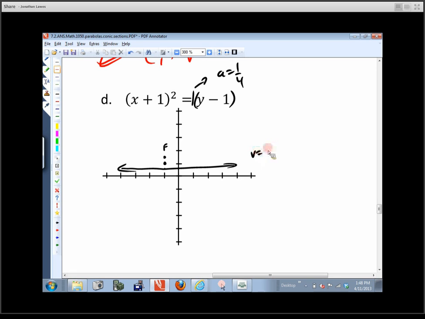So if the vertex is -1, 1, and I went down 1/4 of a unit, what's the equation for the directrix? y = 3/4. With me there? If the vertex is at -1, 1, and I went up, how far? 1/4 of a unit to get to the focus. Where's the focus? Okay, -1, 5/4. Then all I need to do is get the endpoints of the latus rectum, and I'm set to go.